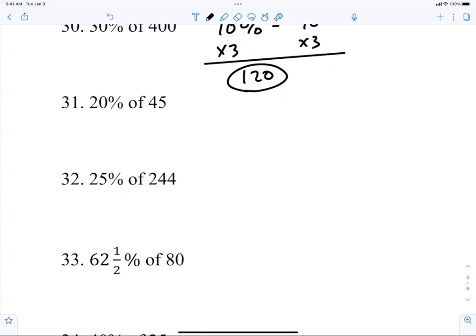Now, look what I want you to do. That's why I want you to say, you should be able to tell me 10%. What's 10% of 45? Very good, right? So then if you want 20%, you just multiply by 2.